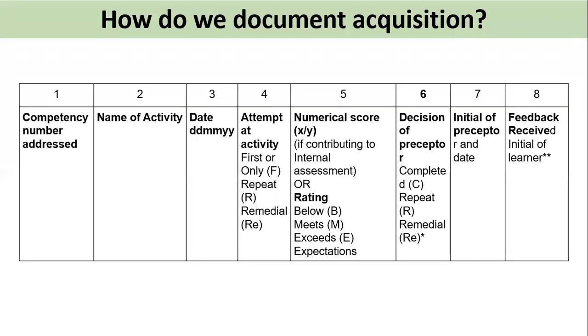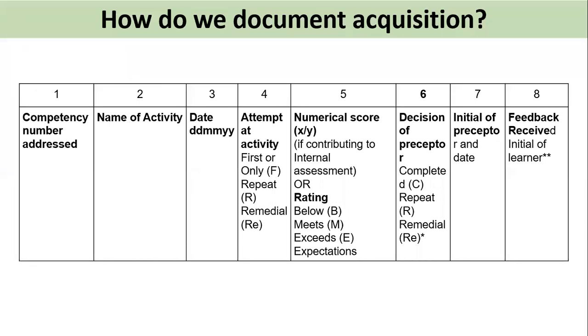So let's look at this sample table. How do we document acquisition of competencies? So there are 8 heads or 8 columns in this table. Firstly, the competency number that is to be addressed. What is the name of the activity that is provided to the learner to achieve those competencies? Then date on which the activity is done. How many attempts the learner has taken, whether it is a first attempt, a repeat attempt, or it is following the remedial measures. Is a numerical score given to this particular activity if it is contributing to internal assessment, or just a rating which is meeting expectation, exceeding expectation, or below expectation?